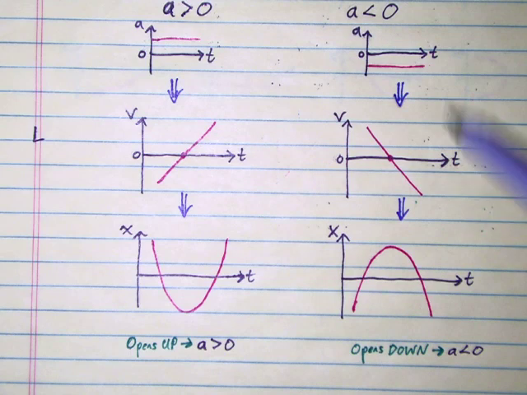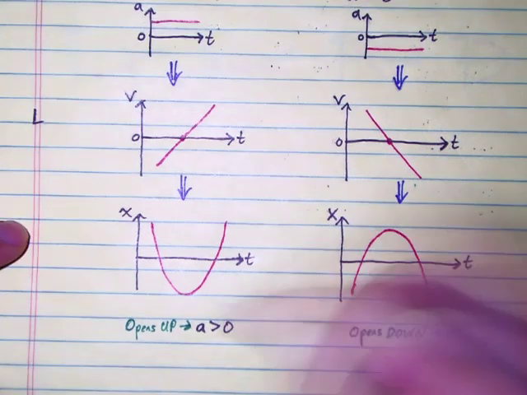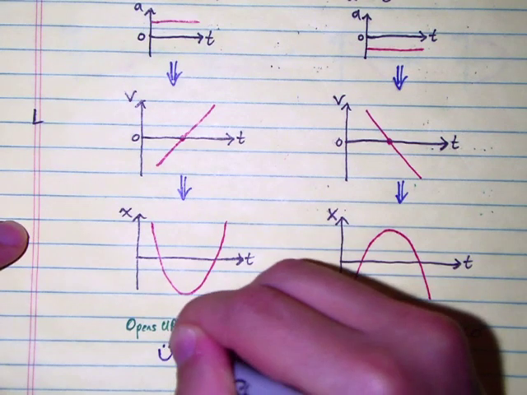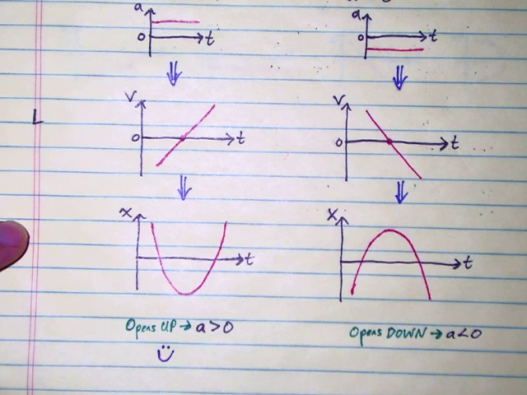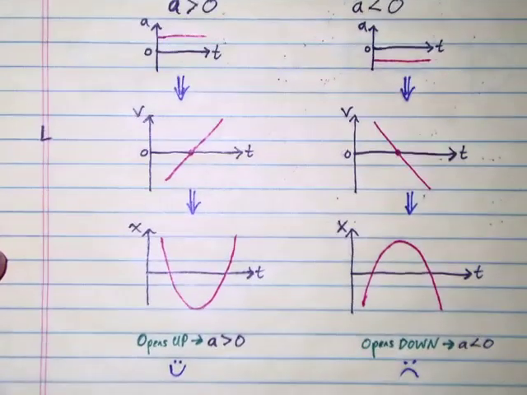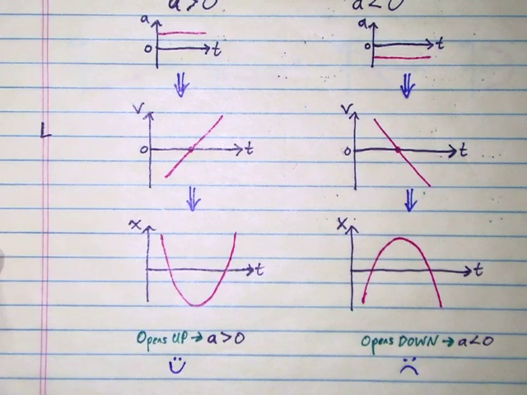Over on this side, the position versus time graph is opening down because the acceleration is less than zero. Remember that upward opening parabola, happy face, because the acceleration is positive. Downward opening parabola, sad face, acceleration is negative. All right, let's look at these two graphs a little more closely.